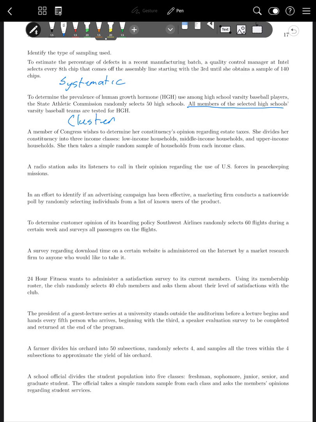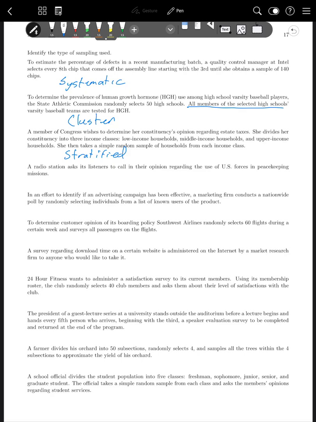So a member of Congress wishes to determine her constituency's opinion regarding estate taxes. She divides her constituency into 3 income classes: low-income households, middle-income households, and upper-income households. She then takes a simple random sample of households from each income class. So this would be stratified, because she is randomly selecting from each group. So they were put into groups, and then a random sample was taken from each group rather than a random sample of the groups.